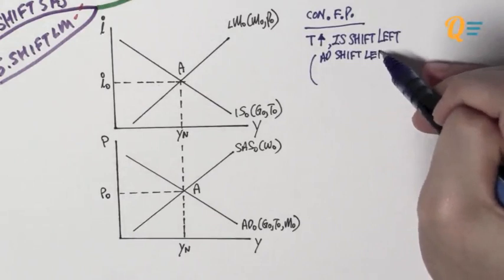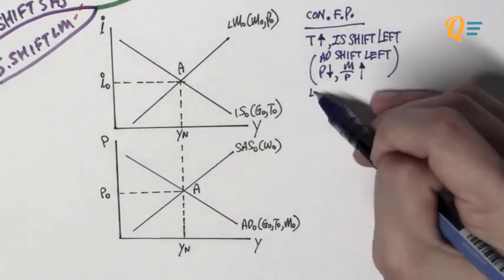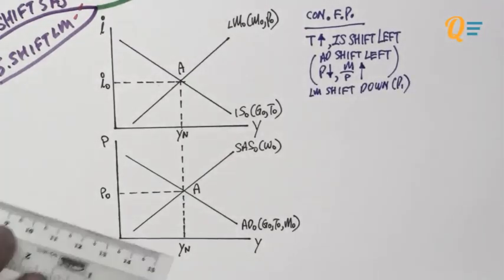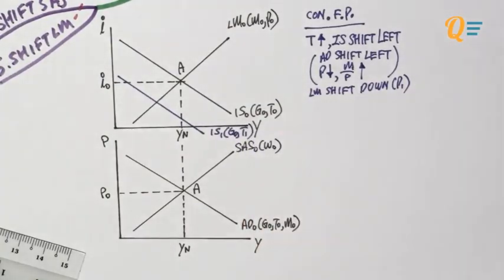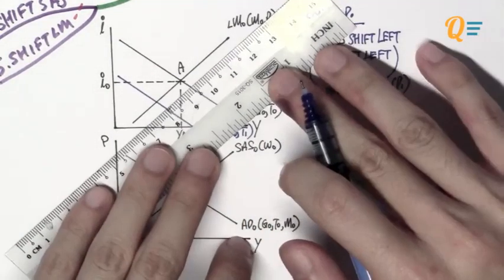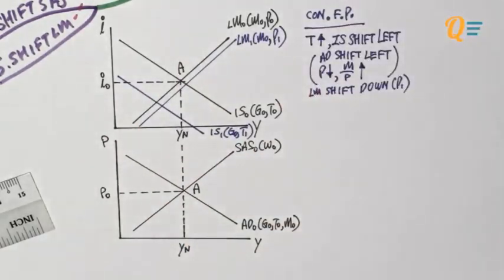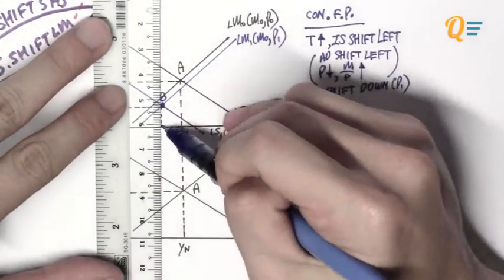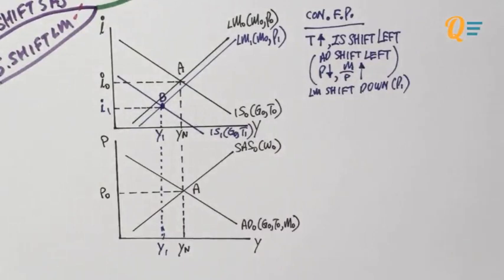At the same time, the AD curve is going to shift left as well because of a smaller output. So the price level is going to fall, causing the real money supply to increase. The LM curve is going to shift up to reflect the new price level of P1. So here's my new IS curve, and the LM curve is going to shift down to reflect the new price level of P1. And point B is my short run equilibrium in the IS-LM curves, and Y1 is the new output.